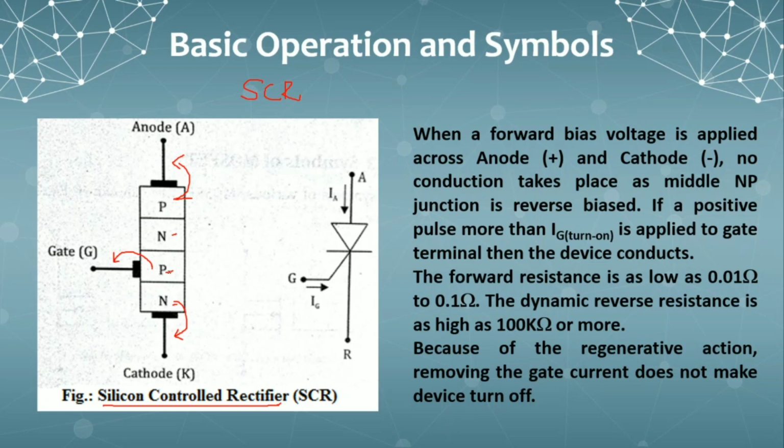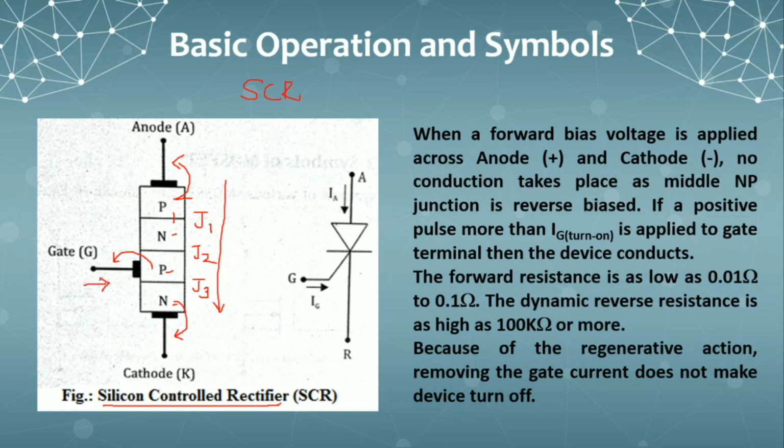Now, in between each layer you have a junction. Therefore it has 3 junctions, J1, J2 and J3. So the anode layer is P layer, the cathode layer is N layer, and the gate is again P layer. The direction of current flow will be from anode to cathode always.